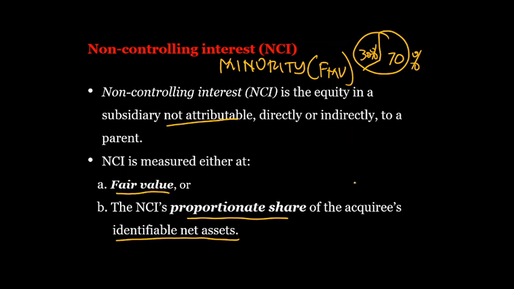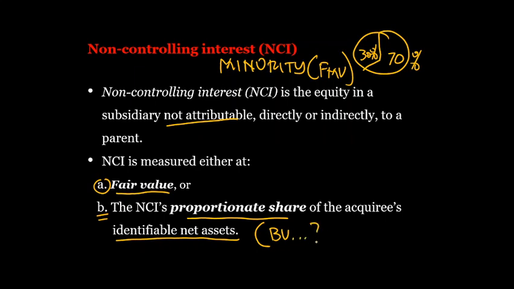Pero ngayon, because of the update, everything will have to be valued at their fair market value. Okay, so ayan. Kaya nga lang, ito yung priority, at fair market value. Ngayon, ito, anong ibig sabihin nito? The NCI's proportionate share of the acquiree's identifiable net assets. Okay? Pag minsan, this is interpreted to be still stated at book value.